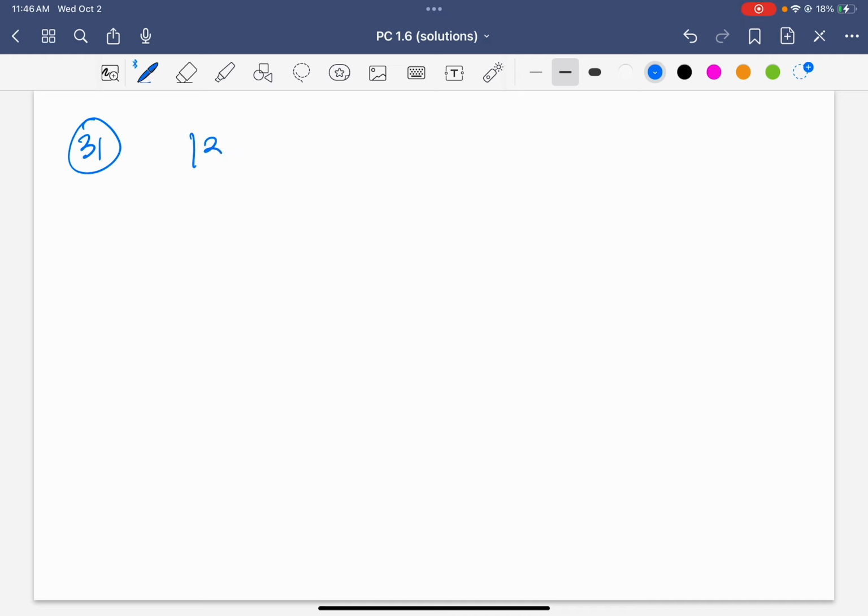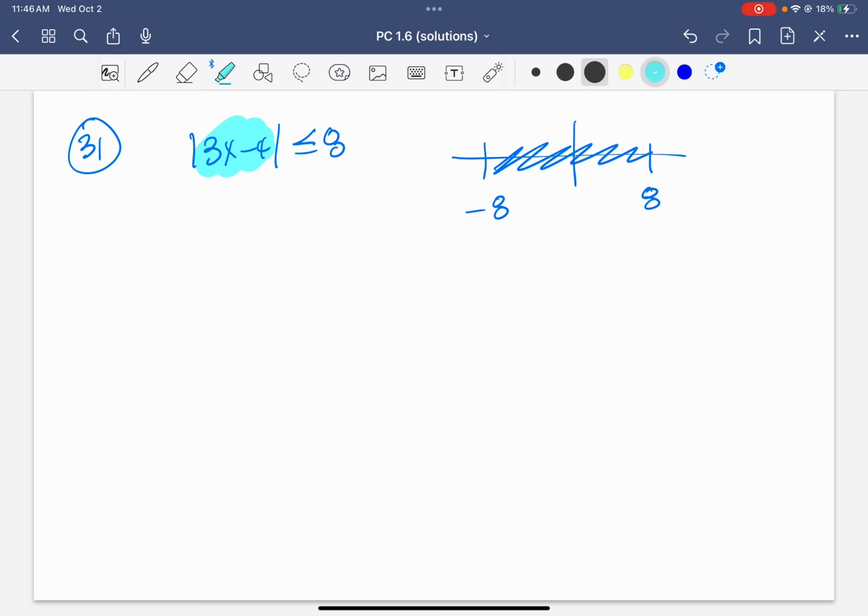31. The absolute value of 3x minus 4 is less than or equal to 8. So I have some stuff, and the size of that stuff is less than or equal to 8. So it means that that stuff is in between 8 and negative 8. It's somewhere in here in terms of its size. So that means this stuff is less than or equal to 8 and greater than or equal to negative 8. It must be somewhere in here.